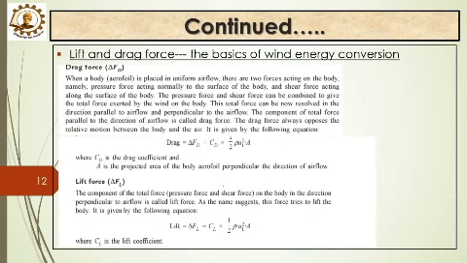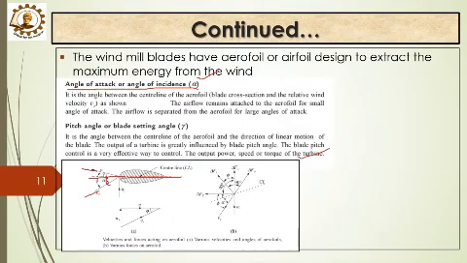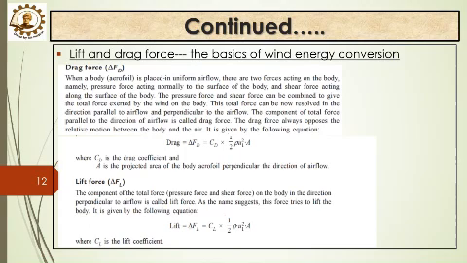Now, coming to drag force and lift force, as shown in this figure. So what is drag force? When a body, that is an aerofoil, is placed in uniform airflow, two forces act on the body, namely the pressure force acting normally and the shear force acting along the surface. The pressure force and shear force can be combined to give the total force exerted by the wind on the body of the blade. This total force can now be resolved in the direction parallel to airflow and perpendicular to airflow. The component of total force parallel to the direction of airflow is known as drag.